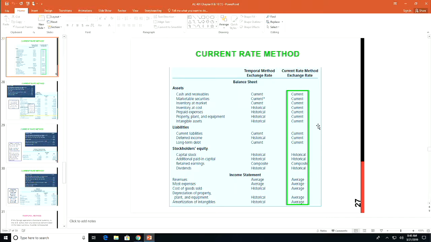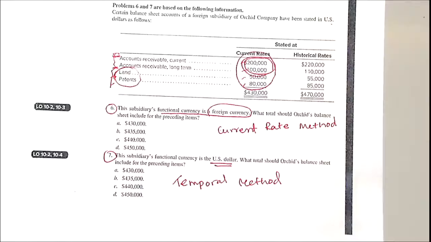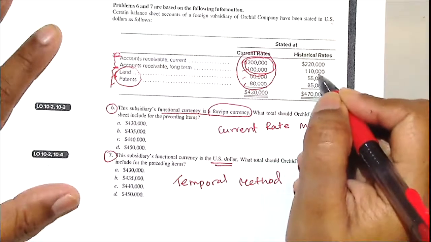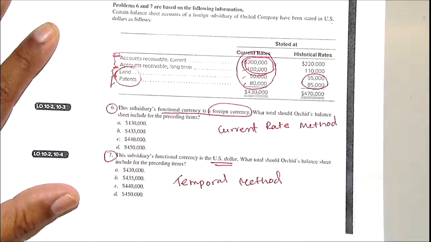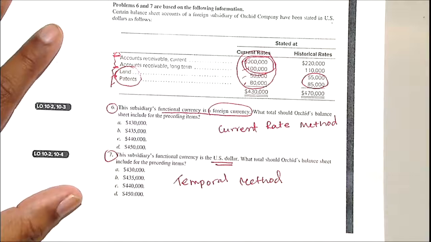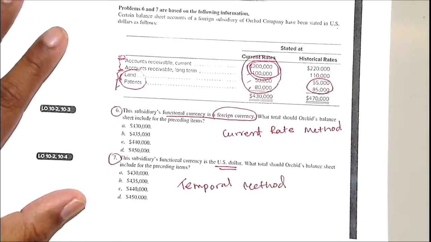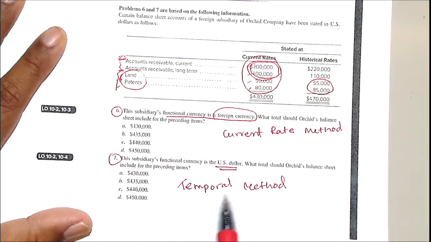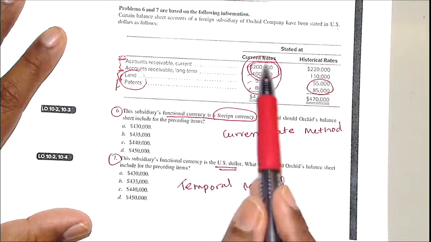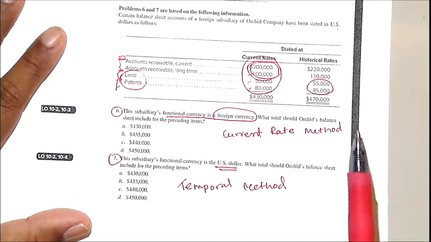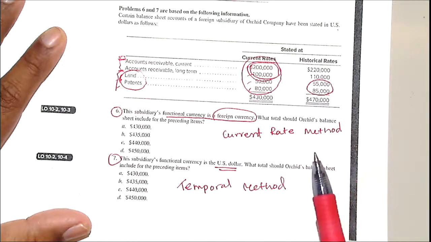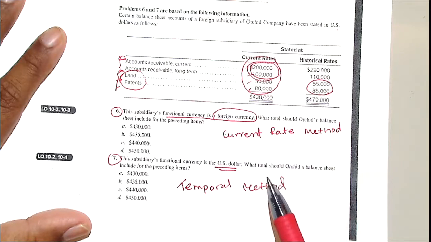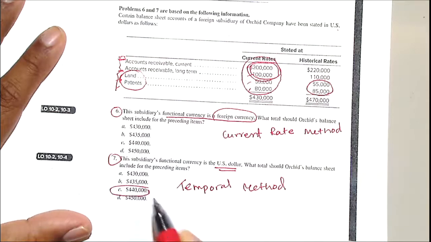Now if I go back to the problem, you will see historical means this column. So what should be your total number of items here when you're going to use the temporal? Who can tell me? 2 are current, 2 are historical. Conrad or Jake, what's the total amount here? 440,000. You got 430? 440? Let's see.